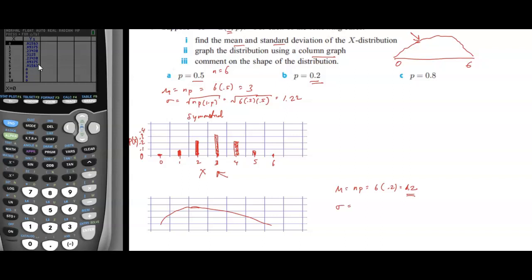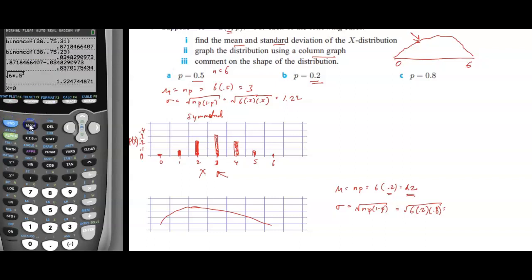The sigma value is going to be square root of np times 1 minus p. And so for 0.2, it would be square root of 6 times 0.2 times 1 minus 0.2, which is 0.8. So that would be square root of 6 times 0.2 times 0.8.